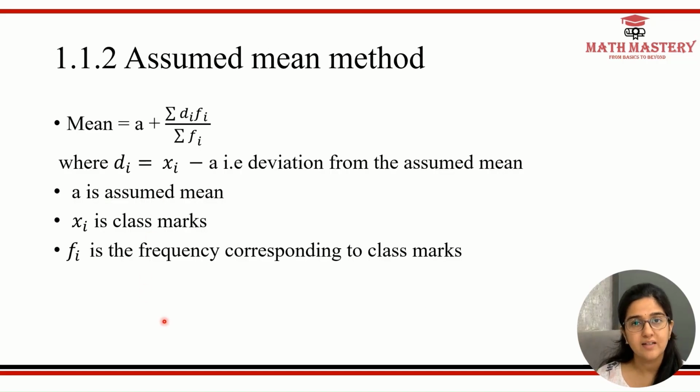The second method to calculate the mean is the assumed mean method. In this method, the formula is mean equals a plus summation di fi divided by summation fi, where a is the assumed mean, di is the deviation of xi from the assumed mean, so xi minus a is di, xi is the class mark and fi is the frequency corresponding to the class mark. Now let's understand this with the help of an example.